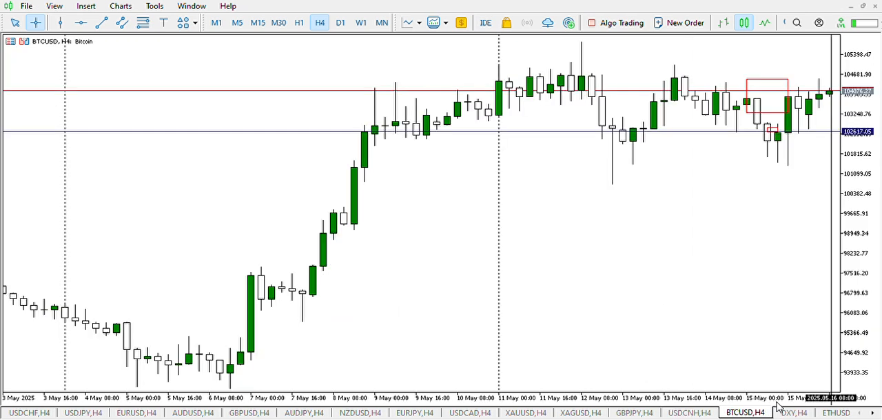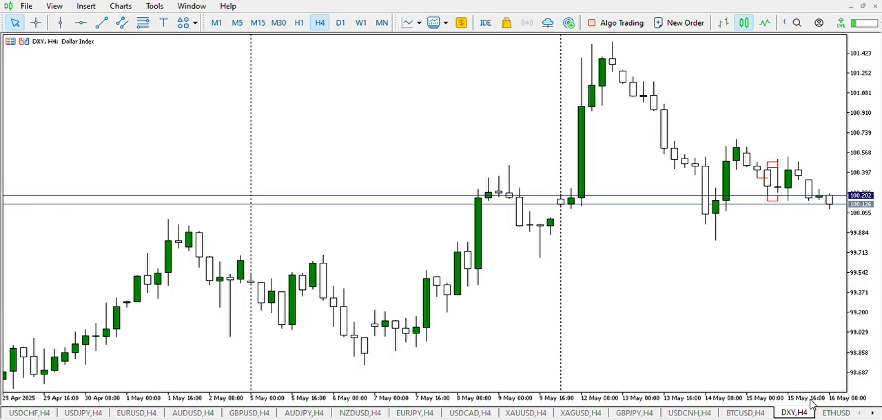On BTC USD, we expect a buy side liquidity for a sell. On DXY, we expect nothing as this does not meet the rules.